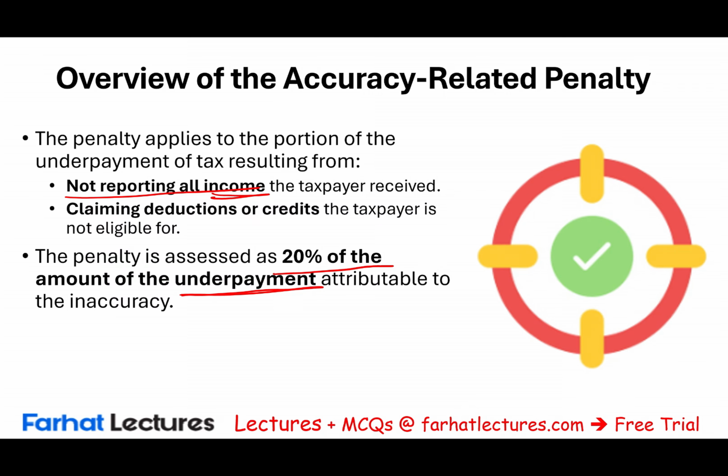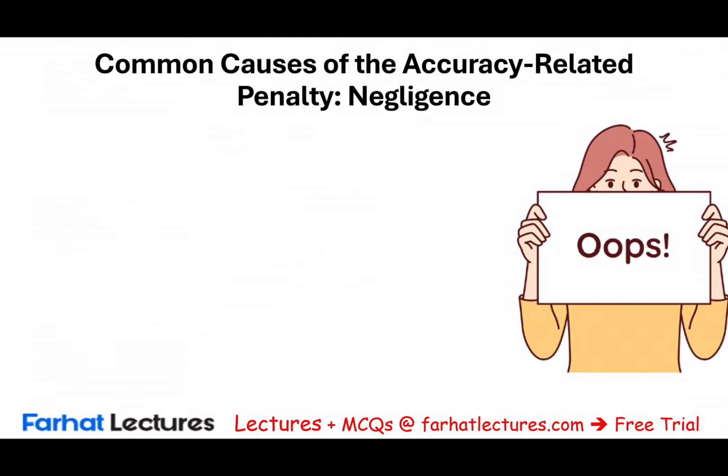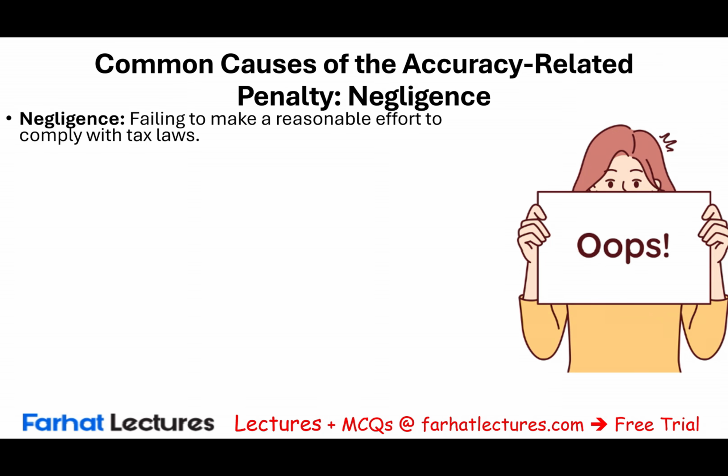Because this is how you end up with accuracy-related penalties. It's either you are not reporting all the income, which means reducing your taxable income, or claiming more deductions and credit, which is also reducing your taxable income and as a result reducing your tax bill. Now, what are some of the common causes? We mentioned negligence. So what is negligence? Negligence is failing to make a reasonable effort to comply with tax laws.